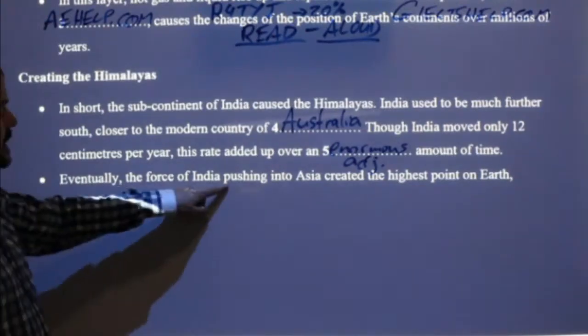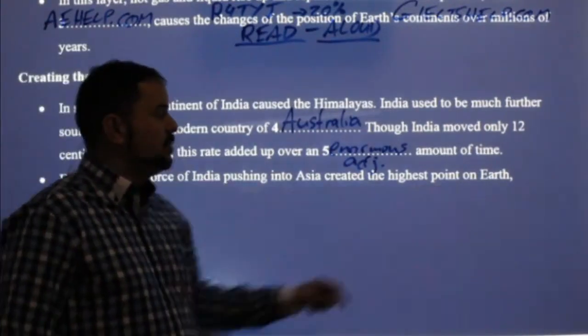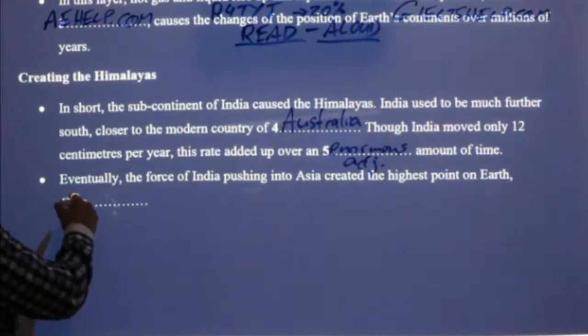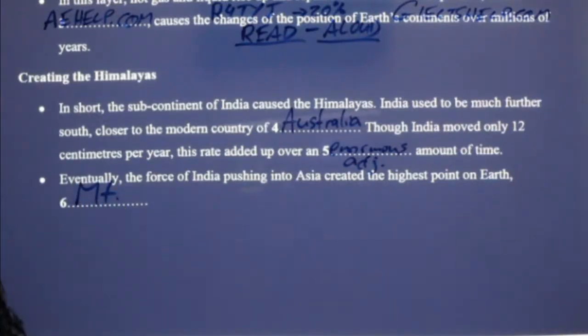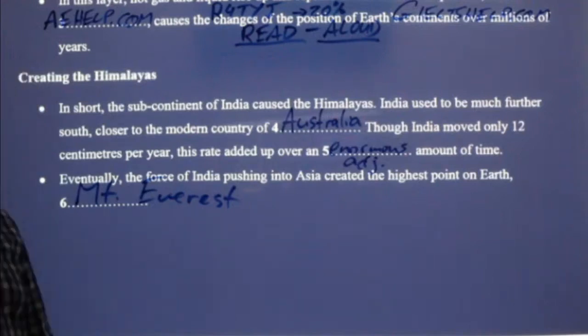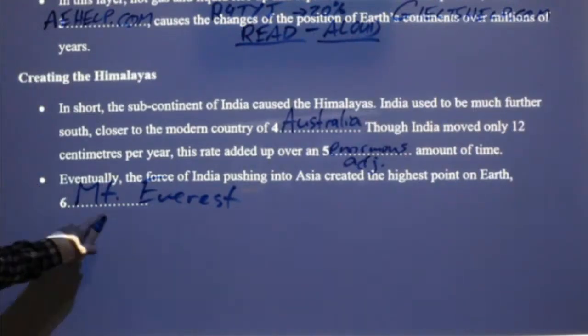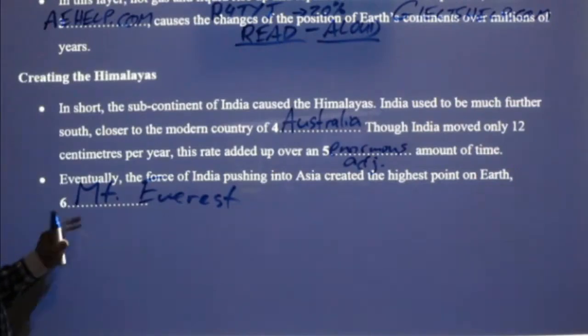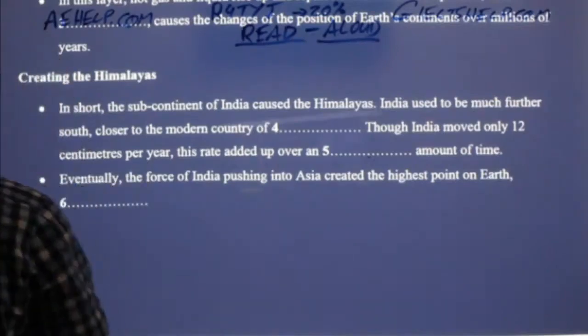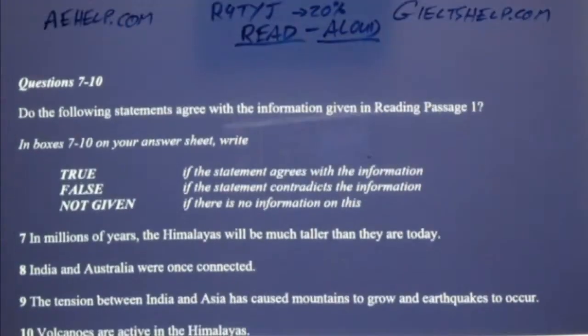Eventually, the force of India pushing into Asia created the highest point on Earth. What's the highest point on Earth? This one should be easy. You should not have to check for this. You can write Mount like this, MT, for short. Very good, Abhishek, nicely done. Mount Everest. That's a gimme. Make sure to write Mount Everest. Don't just write Everest. Mount Everest, okay? Good.